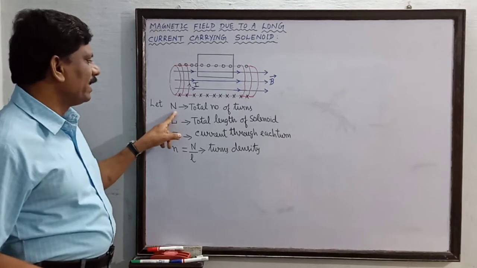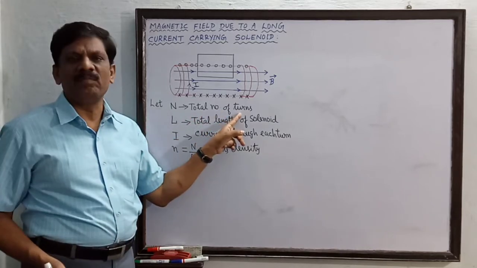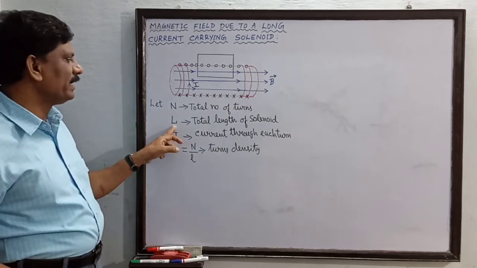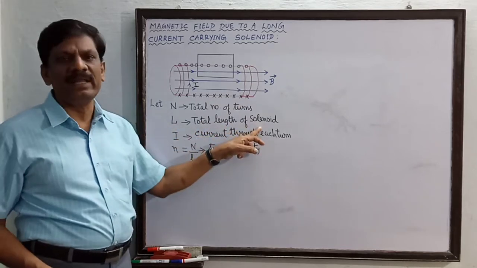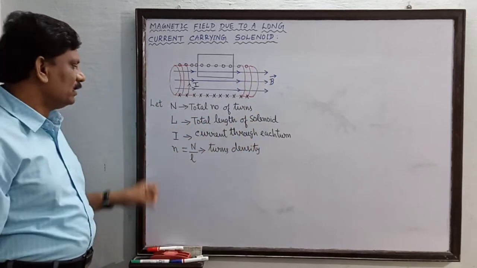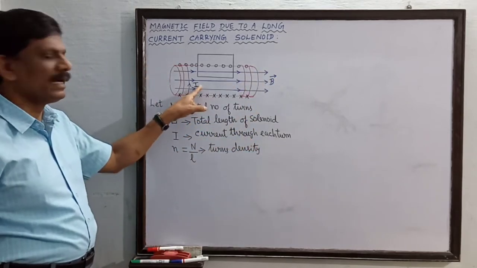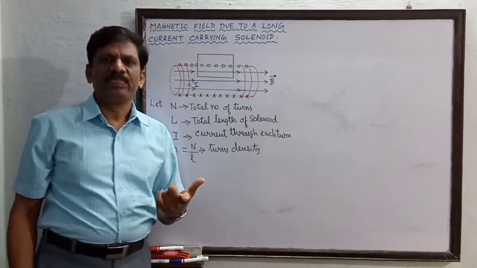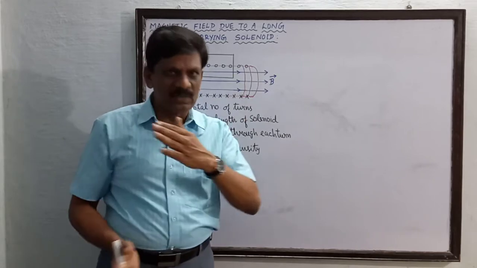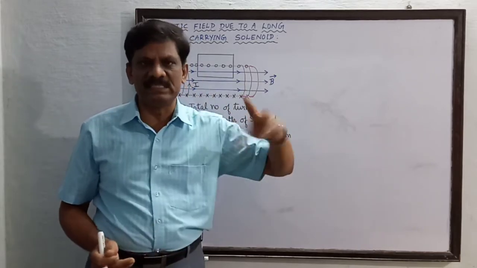Now let capital N denote the total number of circular turns of the solenoid, and let capital L represent the total length of the solenoid. So the total length is capital L. And let I be the current flowing through each turn. Normally each and every turn is in series, so the same current has to flow in each turn.